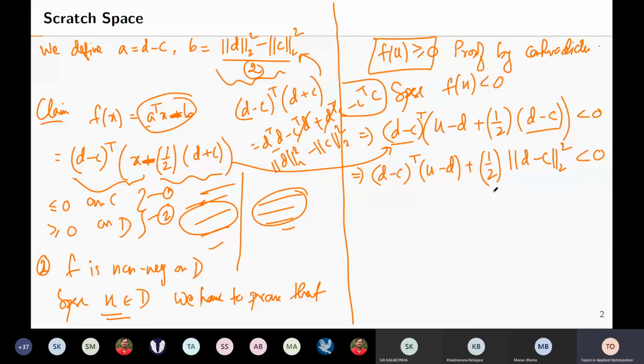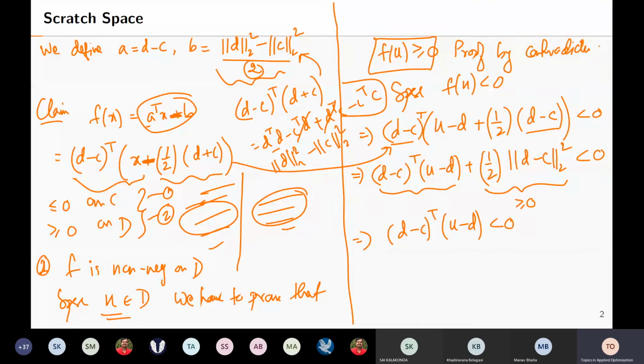So the D minus C part will become the norm, and this is less than 0. Now this guy is always positive because this involves the norm. So the only way this whole quantity can be less than 0 is when this is less than 0. So this implies (D minus C) transpose (u minus D) is less than 0. Up to here is fine. We have to arrive at a contradiction. So far we don't see anything yet.